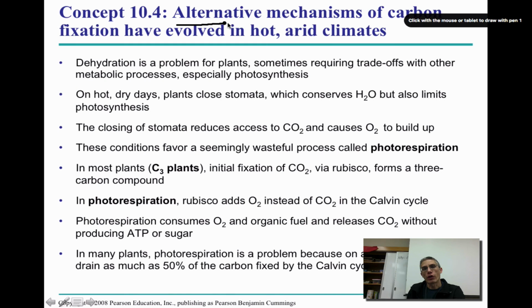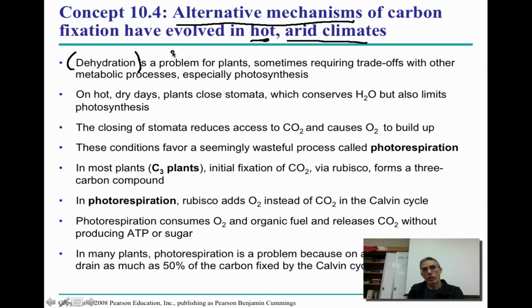So what we've done so far is we've actually talked about what we consider the most common way to fix carbon on this planet, but there have been some alternative mechanisms that have developed over a period of time, and most of those have evolved because there are some plants out there that have the ability to live in very hot, very arid climates. And so the problem with this is you get something called dehydration.